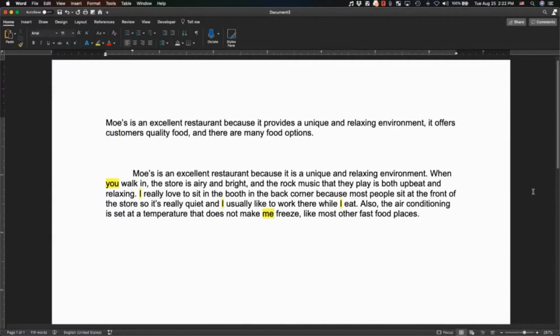When you walk in, essentially what you're doing, if you write like this in your essay, is you're saying, okay, so you, the reader, is going to walk into Moe's. And that could be fine for something that's, I guess, chill, for a lack of a better word.